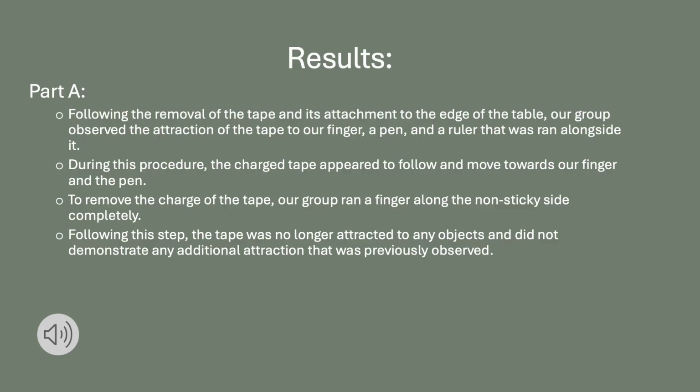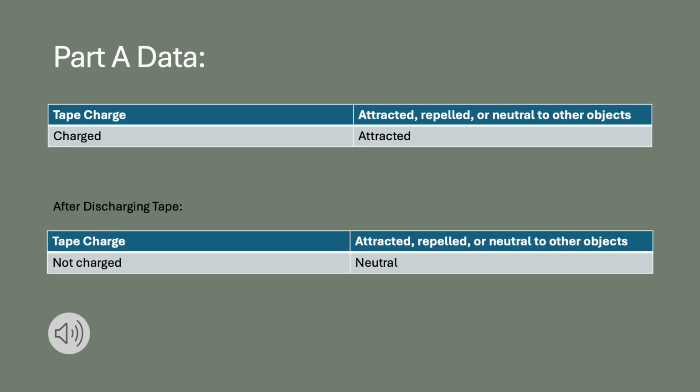Now for the part A data, the tape was charged, and to determine whether it was attracted, repelled, or neutral to other objects, it was attracted. Then after discharging, the tape was not charged anymore, and whether it attracted to anything, repelled, or was neutral to other objects, it was neutral.